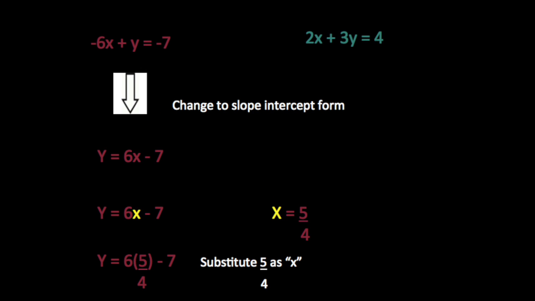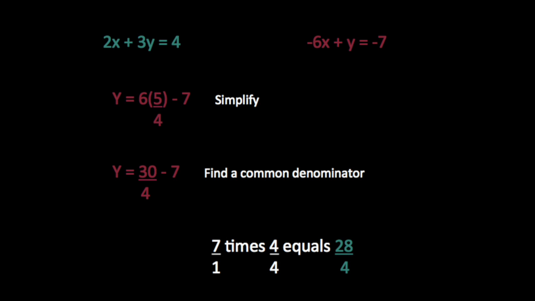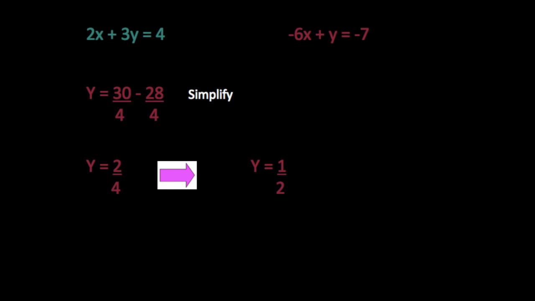Seeing as that x equals 5/4, we go back to the original equation, negative 6x plus y equals negative 7. We convert this into slope-intercept form and substitute x with 5/4. 6 times 5/4 equals 30/4. In order to subtract 7 from 30/4, we use a common denominator of 4. 7 wholes becomes 28/4. 30/4 minus 28/4 equals 2/4. 2/4 simplifies to 1/2. Therefore, the solution to this system of linear equations is 5/4 and 1/2.